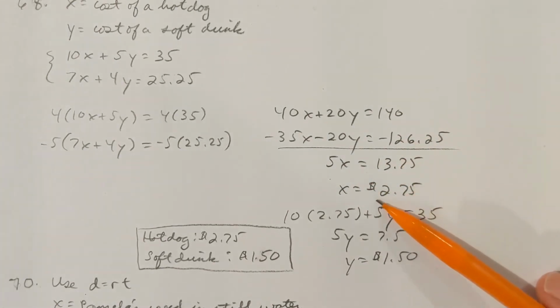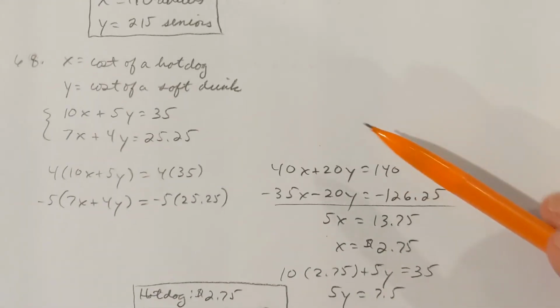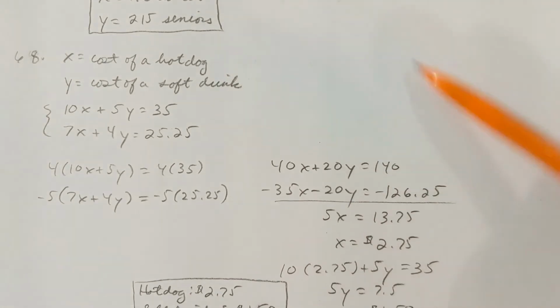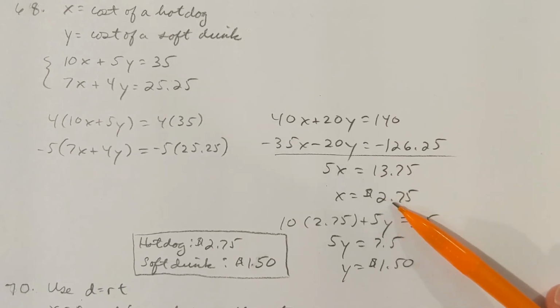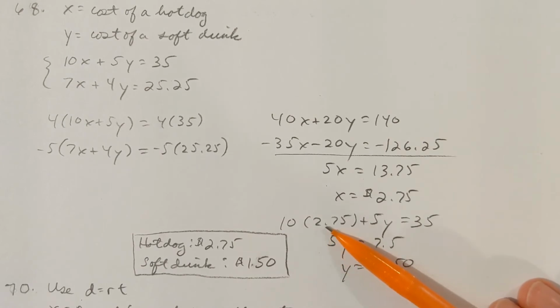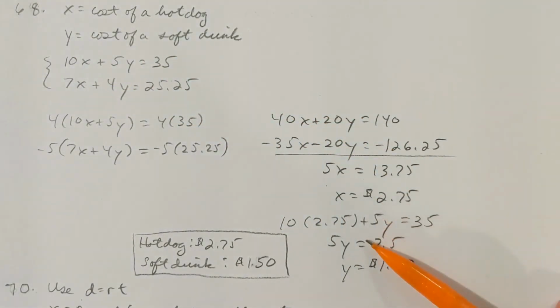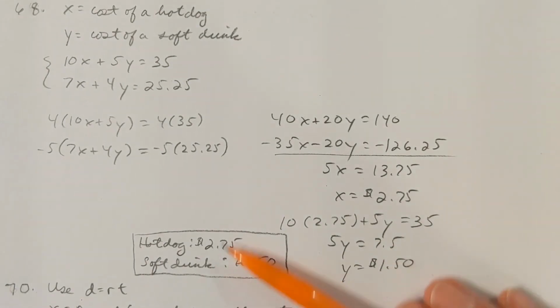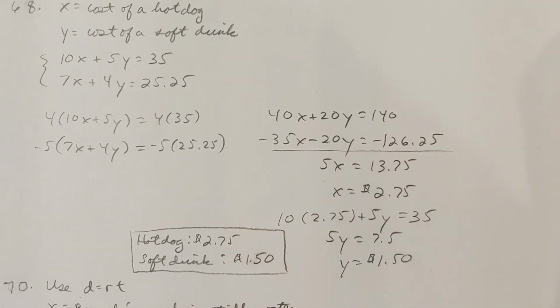Divide by 5 and it looks like x is $2.75. That would be the cost of a single hot dog. And that sounds like a reasonable dollar amount. Knowing that x is $2.75, we can then get y by plugging that number into the top equation here and solving for y. I'm getting y equals $1.50 then. And of course these sound like normal prices, you know, for whatever this event is going on.